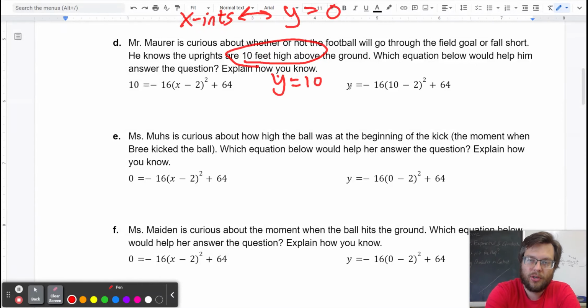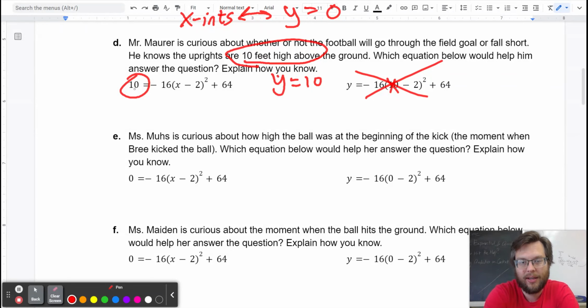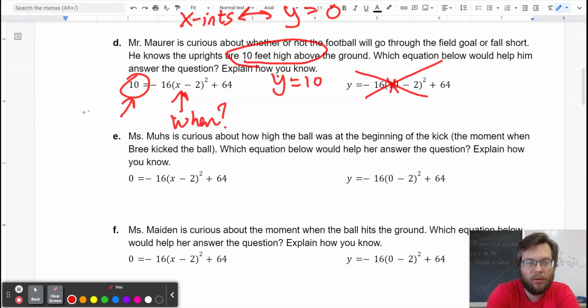It can't be this equation over here on the right, because that's when I made x equal to 10. That would mean 10 seconds after I kicked it. This equation over here on the left has y equal to 10, and I'd try to solve that to figure out when it gets there. So remember that the variable that's left over is what the question's asking you. So this is a when variable, but we know that it's 10 feet high. So that's the y value.